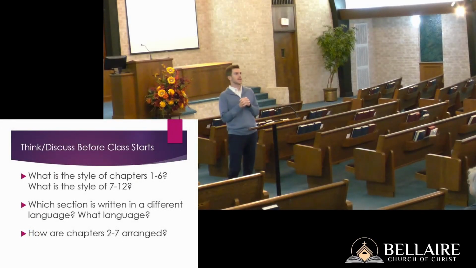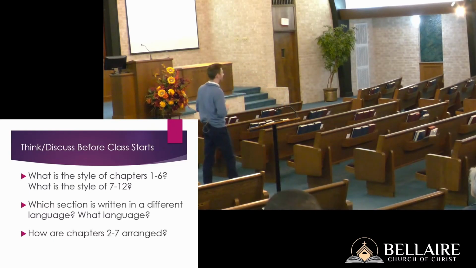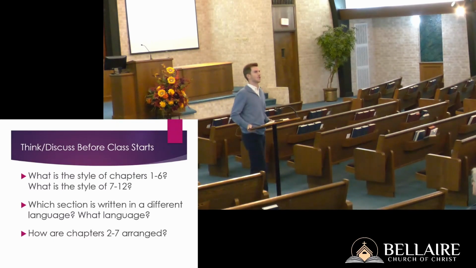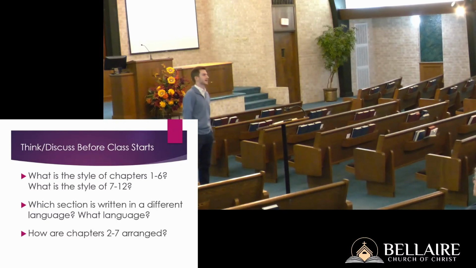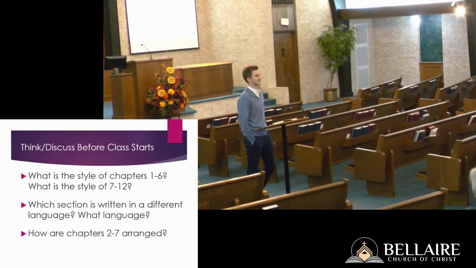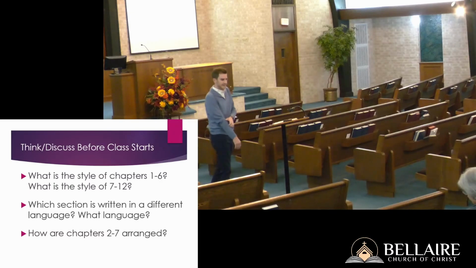At least be looking at the screen and thinking about how you would answer these three questions about the style of the writing in the book of Daniel, the language that sections of the book are written in, and then the arrangement of chapters 2 to 7. Mike already told me his answer was that chapters 2 to 7 are arranged in order. That was his answer. So can't argue with that. It's not a wrong answer. But look at that for 30 seconds or so, and then we're going to jump in here.